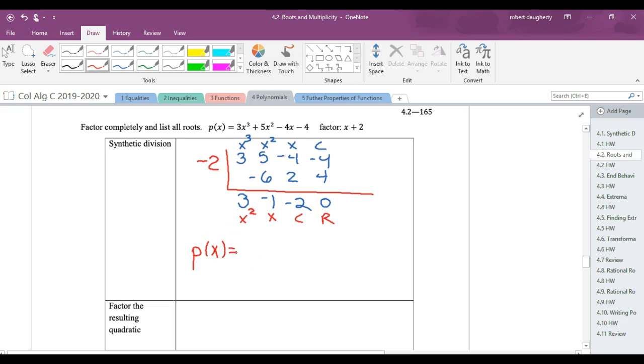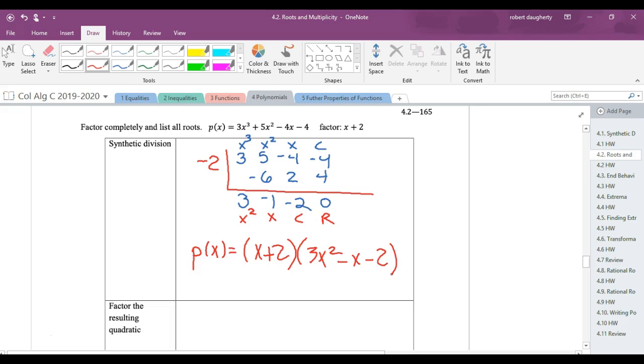So this polynomial, p of x, what's the factor that I just found? X plus 2 is the factor. So write that down, x plus 2, and then what is the remaining factor? 3x squared minus x minus 2, okay?